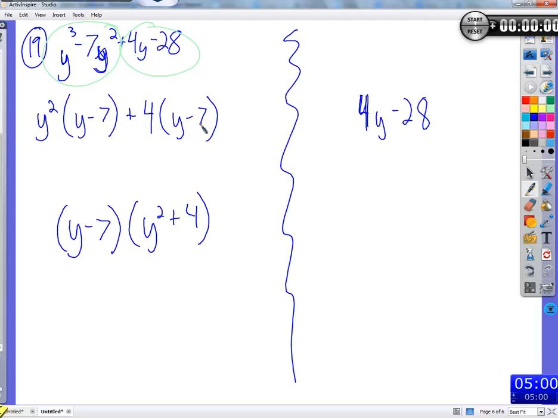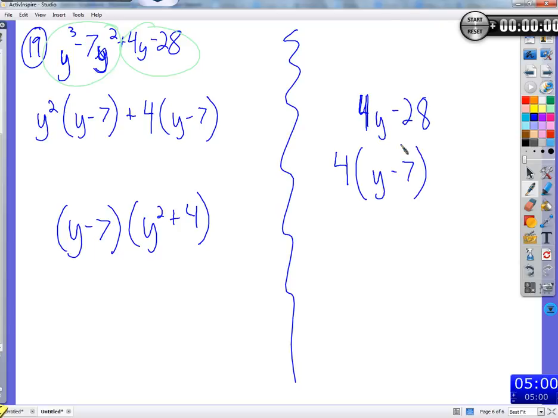It's a factor of both of these things. It's a factor of 4y. It's a factor of 28. Yeah, it's a factor of negative 28. So it's a factor of both, and so we can take it out. And the verification that it's correct, that we can factor out the 4, is if we distribute the 4 back into the parentheses, we come out with 4y minus 28.